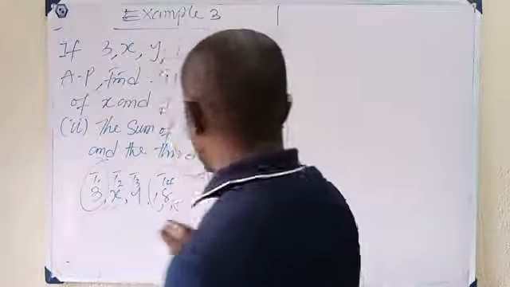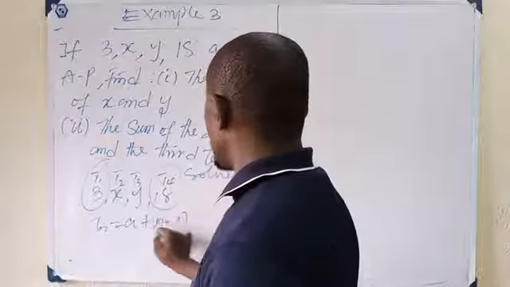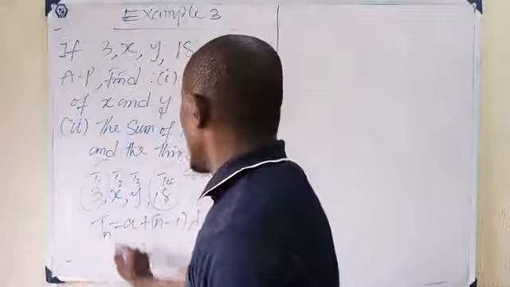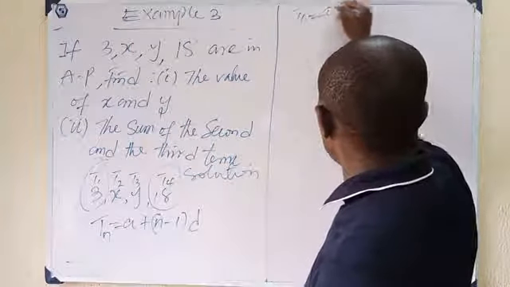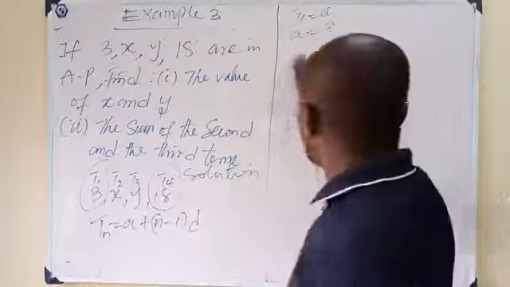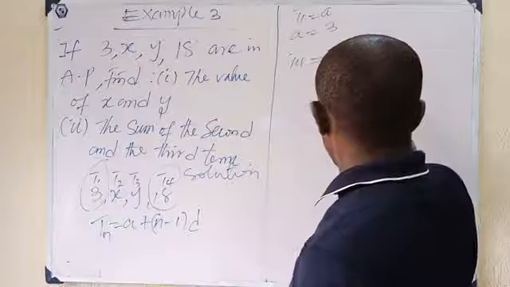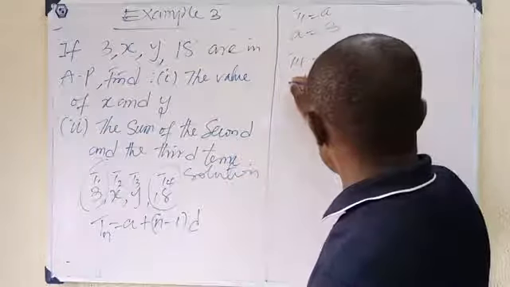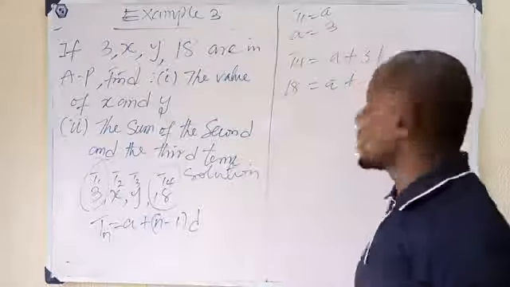We said the nth term, Tn, of an AP is A plus (n minus 1) times D. So the first term, T1, is equal to A. It implies that A is equal to 3. The fourth term, T4, is equal to A plus 3D. I hope you still remember this. From the question, T4 is 18 and is equal to A plus 3D. Can you see it? Now we know the value of A.